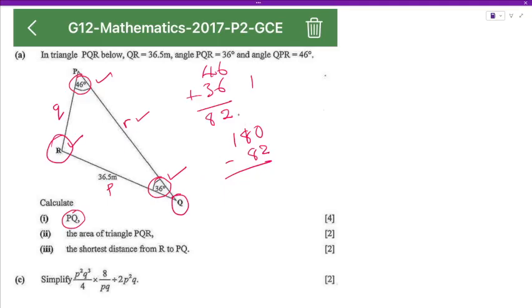Okay, we get a 1 from there. We have a 7. This is a 10. 10 minus 2 is 8. 17 minus 8, that is 9. So meaning the angle at R is 98.